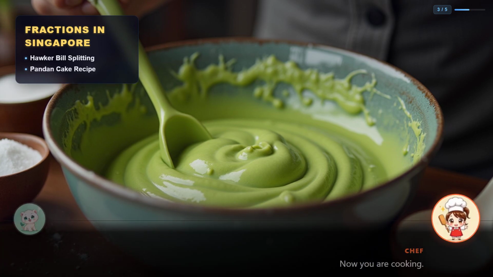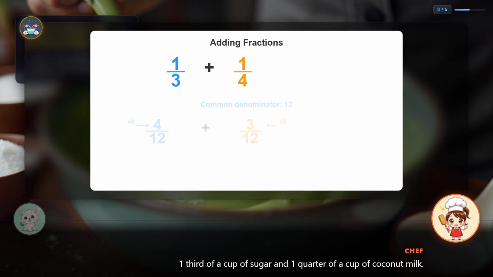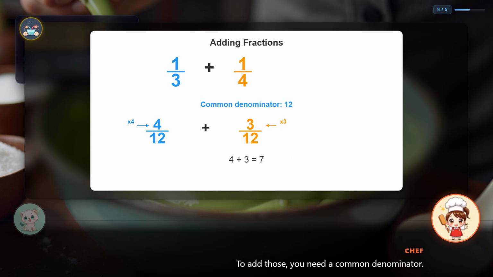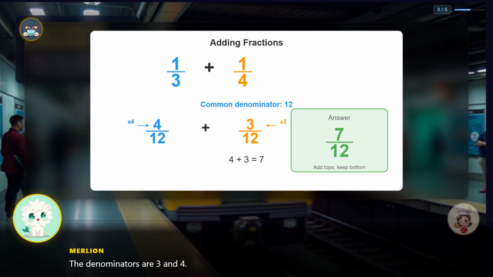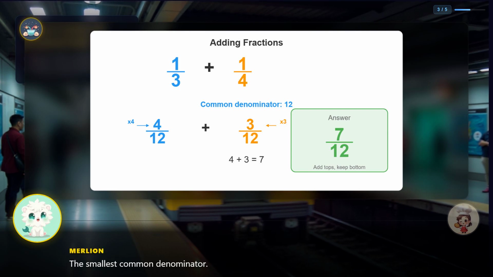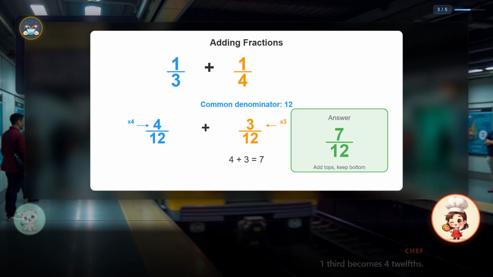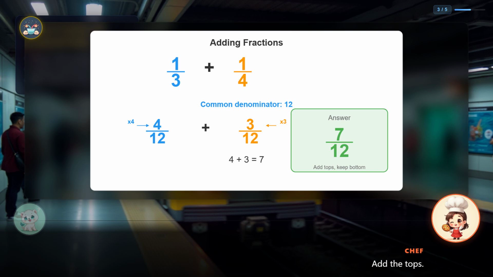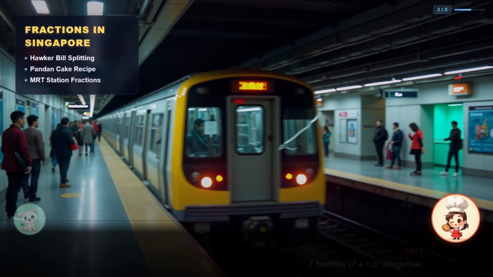Now you are cooking. My grandmother's pandan cake recipe calls for 1/3 of a cup of sugar and 1/4 of a cup of coconut milk. To add those, you need a common denominator. 1/3 plus 1/4. The denominators are 3 and 4. The smallest common denominator is 12. 1/3 becomes 4/12. 1/4 becomes 3/12. Add the tops. 4 plus 3 is 7. 7/12 of a cup altogether.